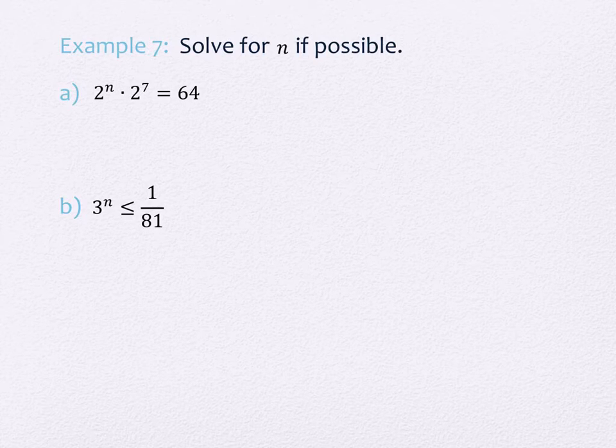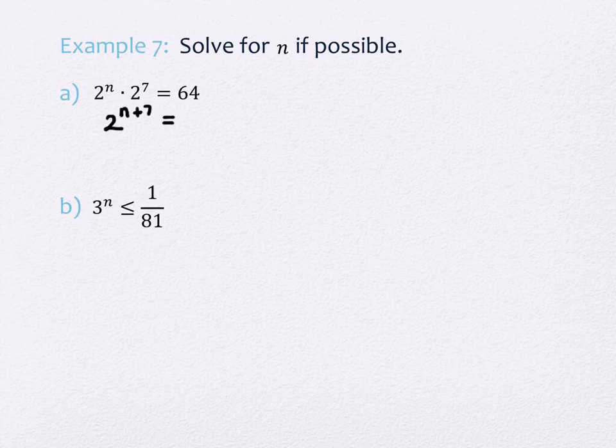So on the first one, on part A, they all have the same base, right? Agreed? They're all base 2. The next goal is to get each side to have only one base. So I'm good on the right, not so good on the left. How can I rewrite what's on the left-hand side so that it has only one base? 2 to the 7 plus 7. We can add the exponents.